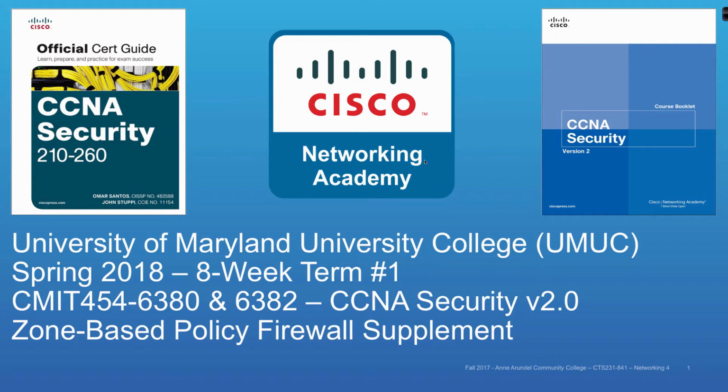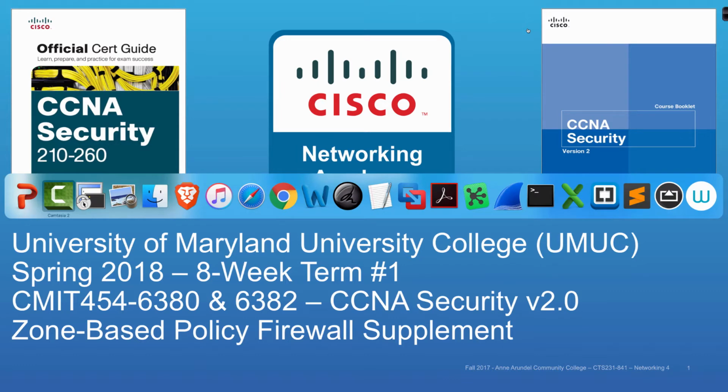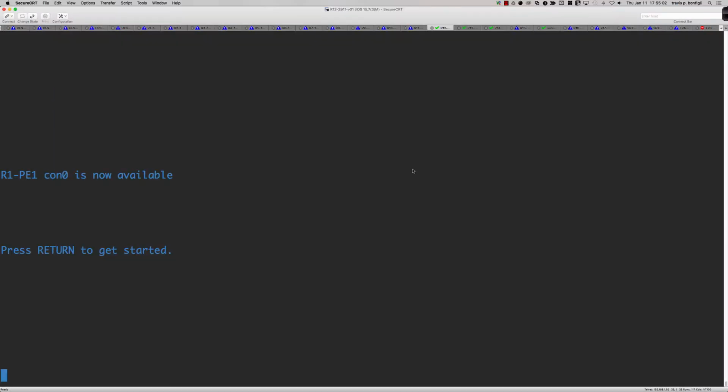So instead of just IP inspect commands, we now have this C3PL language that we're incorporating, or the modular quality of service command line interface type syntax that's making this a little bit more difficult. And so that's why I want to spend a little additional time working our way through here. All right, so let's jump on the command line and get into our zone-based policy firewall configuration. Again, we're going to be using real Cisco 2911 routers, all running 15.5 or later code.